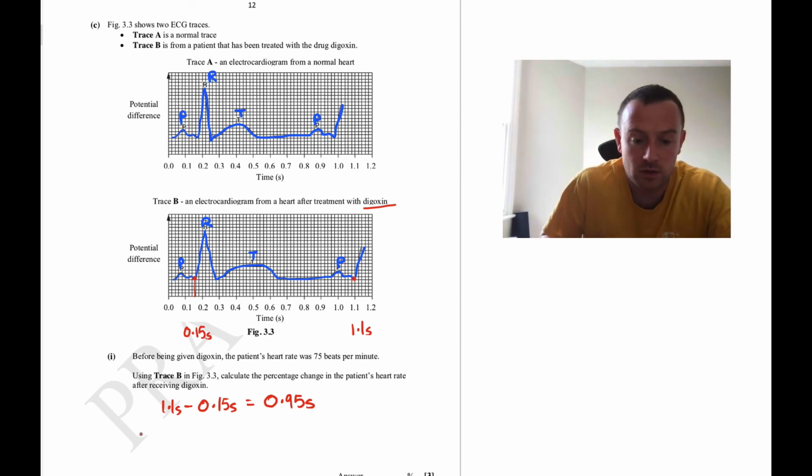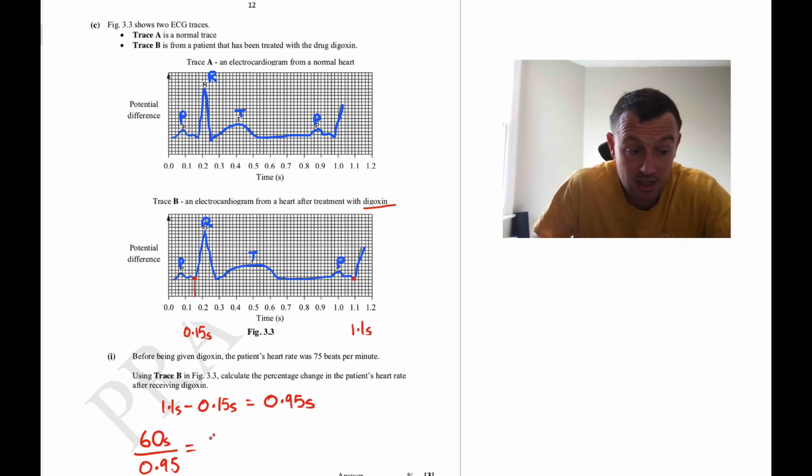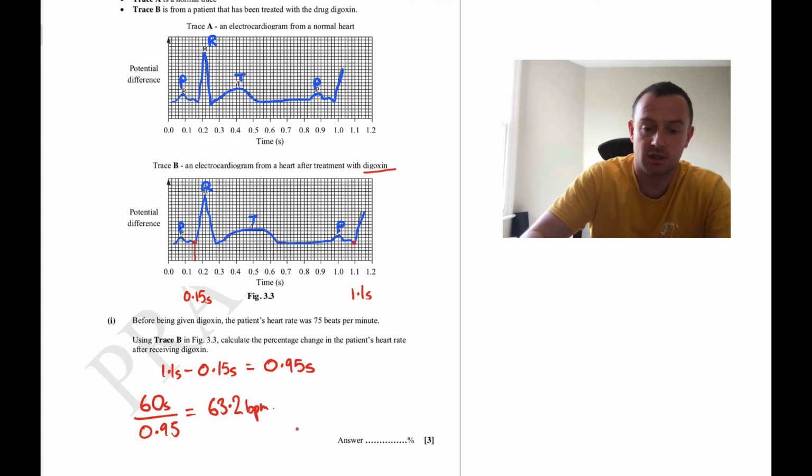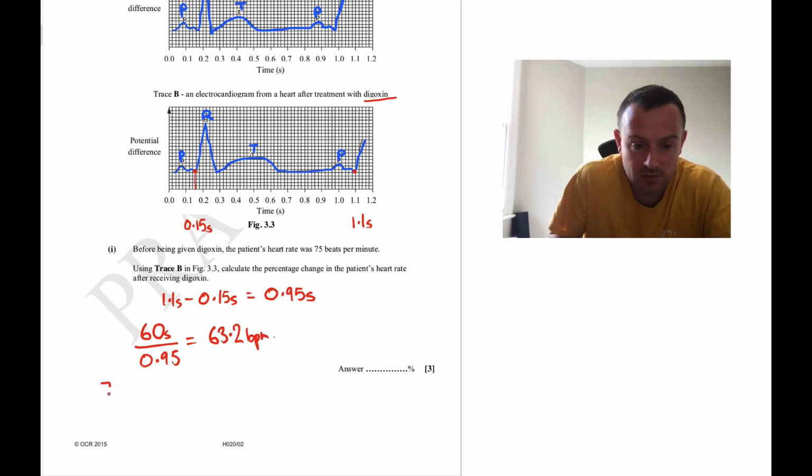So now we do 60 seconds divided by 0.95 to get the heart rate. 60 seconds in a minute, 60 divided by 0.95 is going to be equal to 63.2 BPM. So first of all, that's the heart rate. Now I need to work out the percentage change. So I almost need some more space here, don't I? So we're going from 75 to 63.2.